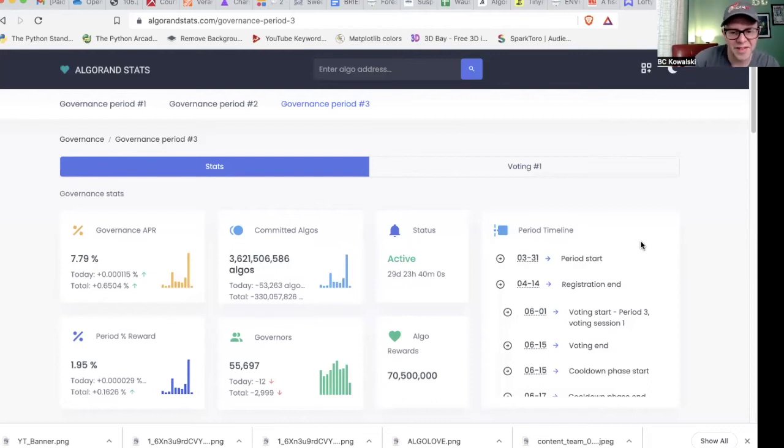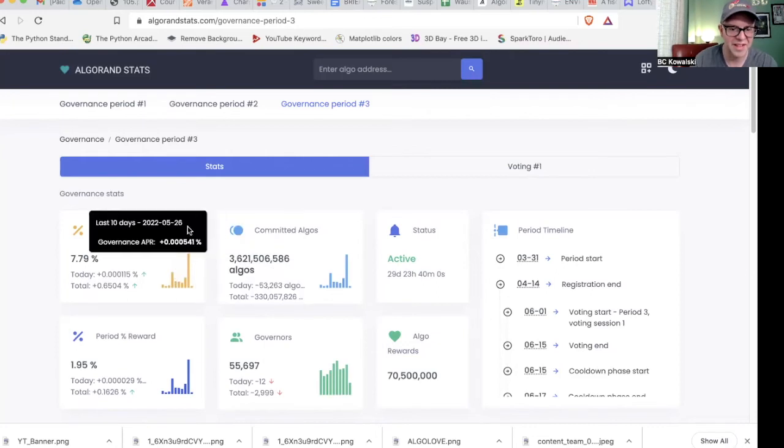I guarantee you, because how much would each person have to have? Let me do the math really quick. So that's an average of 65,454 algo. I guarantee you most of the wallets are much less than that. So that means there are some big whales in here. And look, right now the period percentage reward is 1.95. That's a 7.79 APR. And that'll grow.